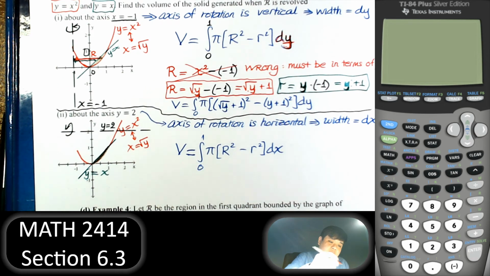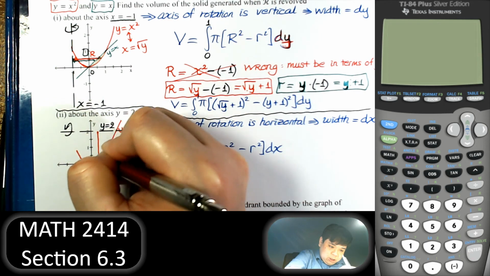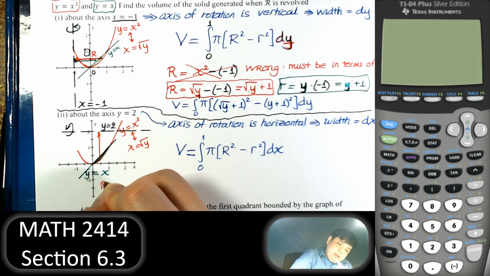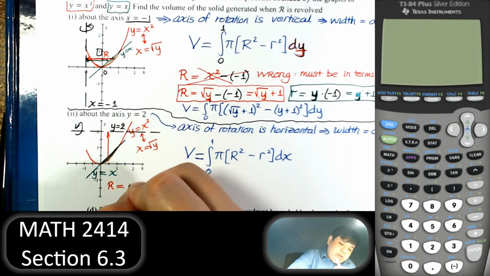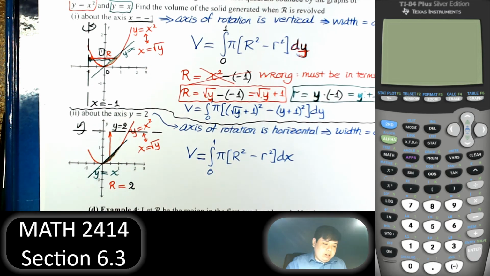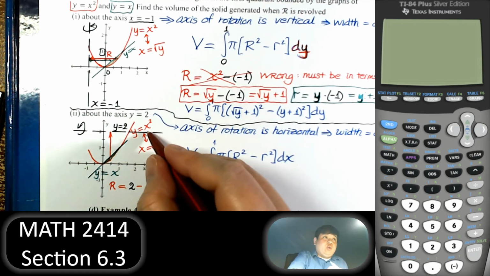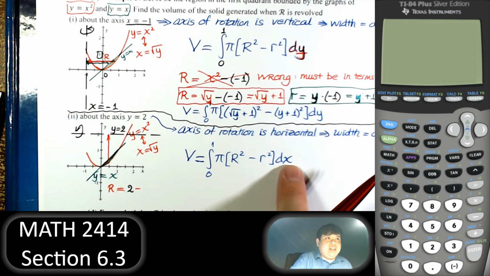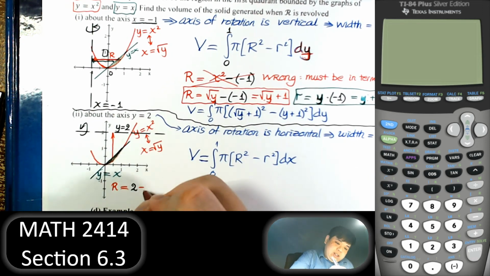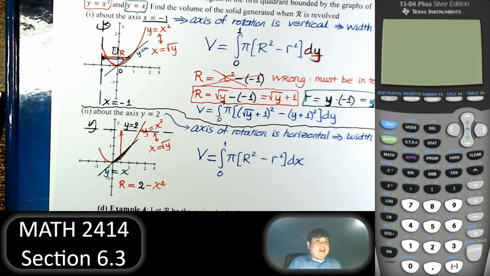So the big R is from the axis of rotation to the outer edge. And which will be that one? The function above minus the function below. The function above is 2, y equal to 2. Subtract the function below, which is y equal to x squared, or x equals square root of y. But we're going to use the one that has x in it, so y equal to x squared. So that is the big radius.